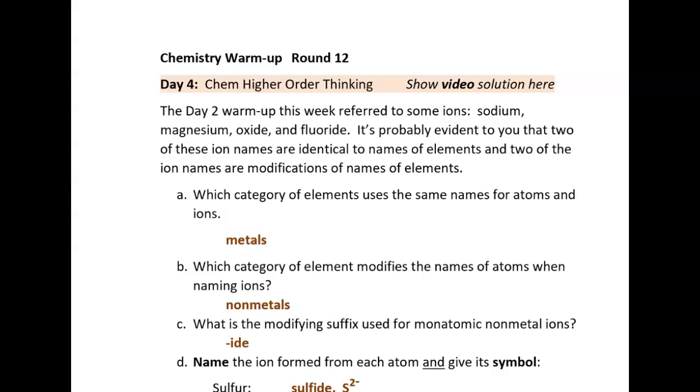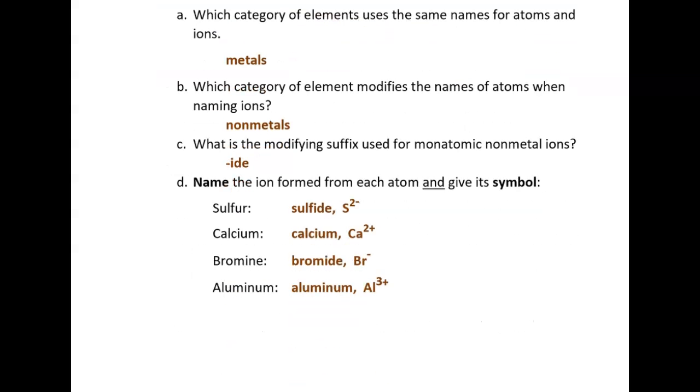Question C, what is the modifying suffix used for monatomic nonmetal ions? It is "ide." The names of those nonmetal ions are words that end in "ide." Question D, name the ion formed from each atom and give its symbol. So first, a sulfur atom.